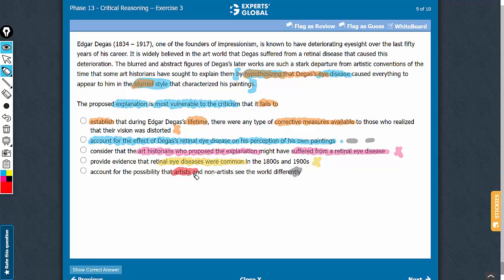See, whether artists and non-artists see the world differently is something that anyway applies. This does not have any bearing on why this particular artist painted his paintings blurred. And therefore, answer choice E, although relevant to the argument, has no bearing on the reasoning involved. Answer choice E should be eliminated. B is the correct answer choice here.